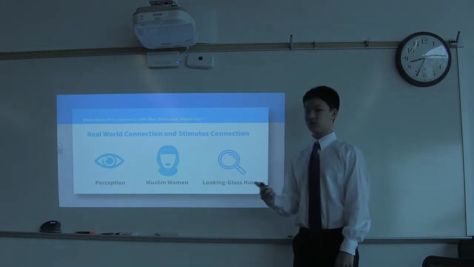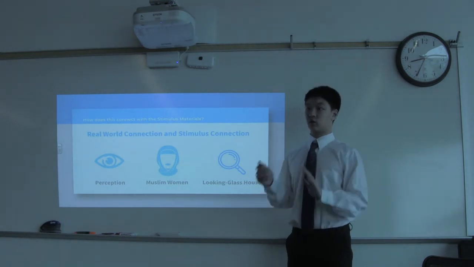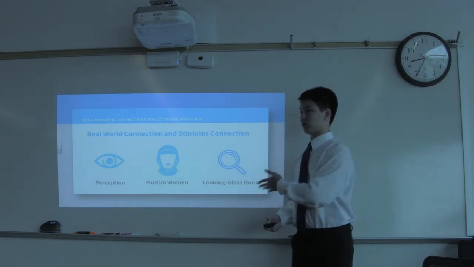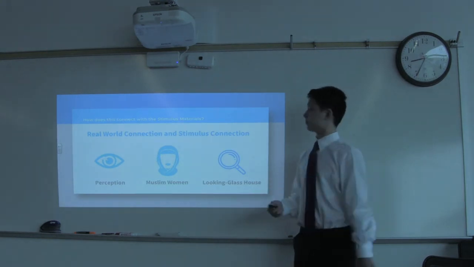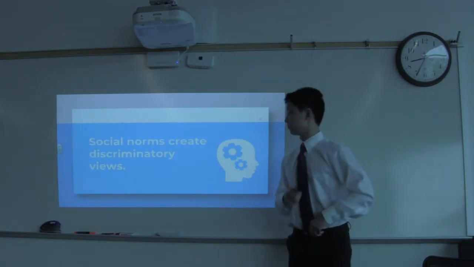Similar to the Looking Glass House, Alice, the protagonist, was taught to believe that the other side, the grass is greener on the other side. And because her social norms taught her to do this, she perceived the other side as better. So this is my thesis. I believe that social norms create discriminatory views.